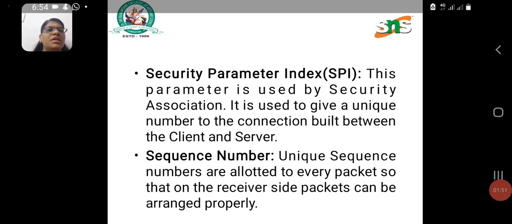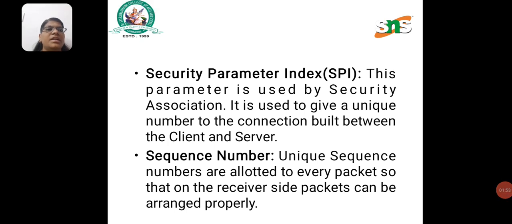Security parameter index, that is called SPI. This parameter is used by security association. It is used to give a unique number to the connection built between the client and server. Second one is sequence number. Unique sequence numbers are allotted to every packet so that on the receiver side the packets can be arranged properly.